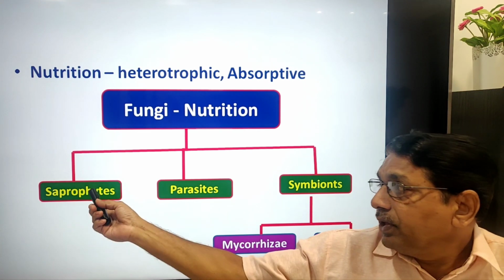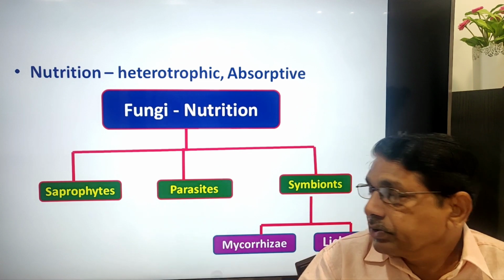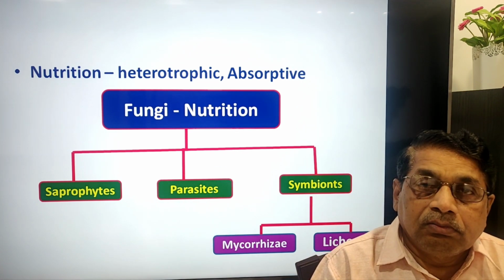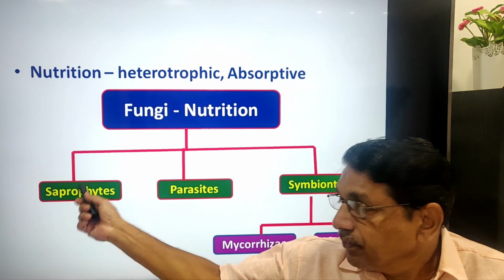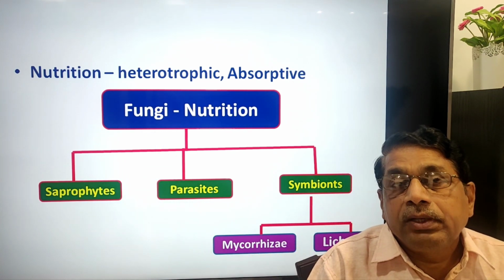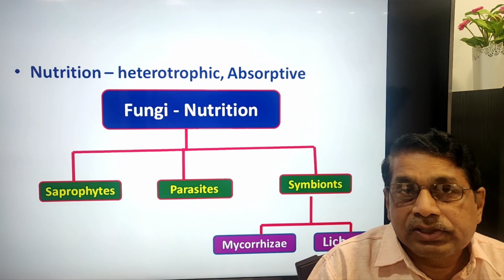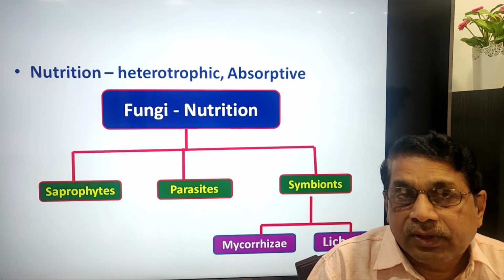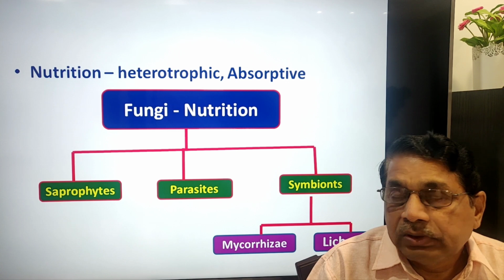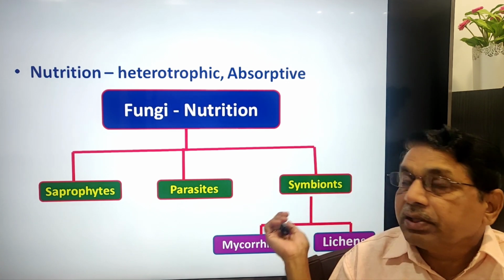Sometimes the saprophytes may become parasites depending upon the condition, or parasites may become saprophytes. If the living materials are not available, living plants are not available, they go for the saprophytic mode of nutrition. Even here also sometimes it is true.